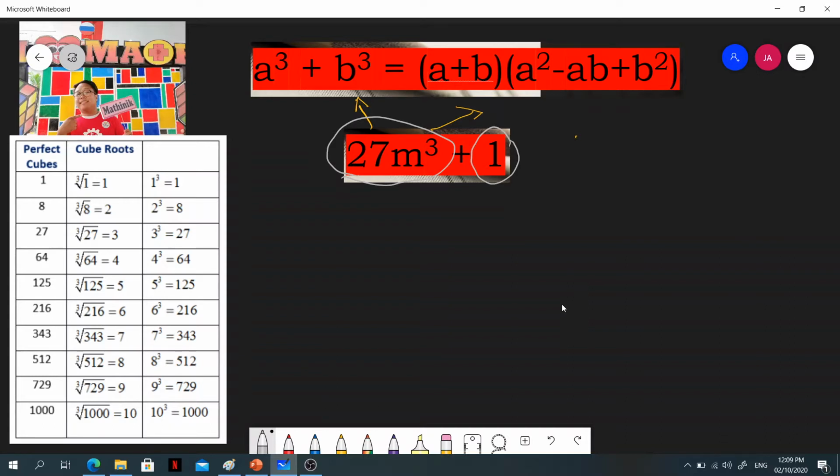Okay. So, dito tayo sa 27m cube. Ano ang cube root ng 27m cube? So, number or the numerical coefficient which is 27. Okay, so think of a number that when you multiply itself by 3, the answer will be 27. The answer is 3. Tama ba? Kasi kung titingnan natin dito, ito yung 27, ano yung cube root? 3.